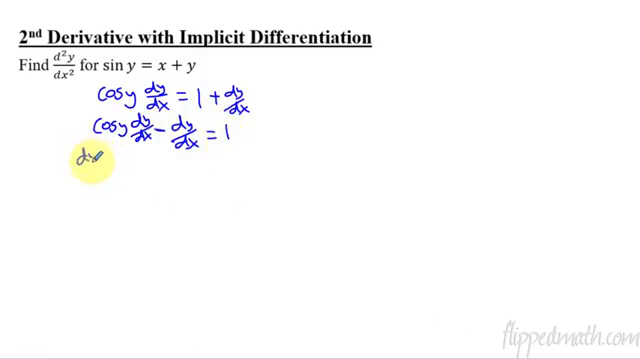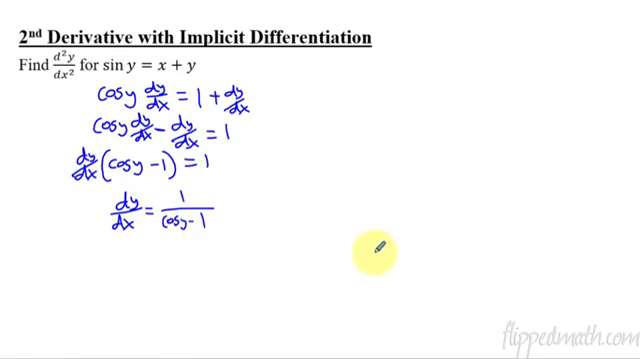Factor out a dy dx. So remember this from a few lessons ago, I hope. Cosine y minus 1 equals 1. And then I finally have that the dy dx is going to equal 1 over cosine y minus 1.